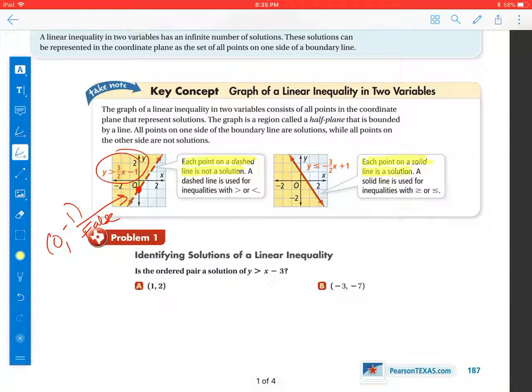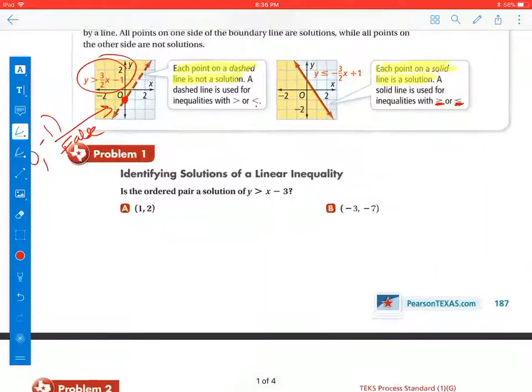Okay, same now here. In terms of the solid line, each point on the solid line is a solution. And a solid line is used for inequalities such as greater than or equal to, or less than or equal to. Now, one of the ways that you can remember is that if it has this little line underneath our inequality symbol, then we know that it's going to be solid. If it doesn't, then we know it's going to be dashed.